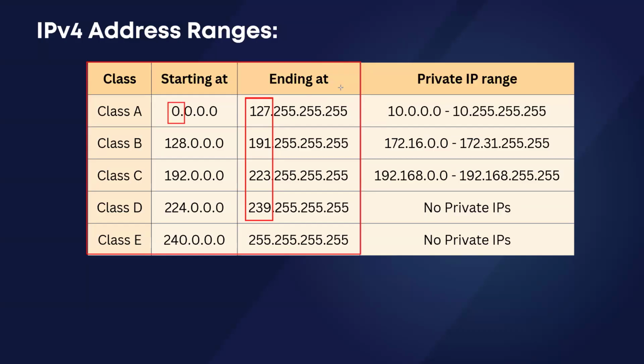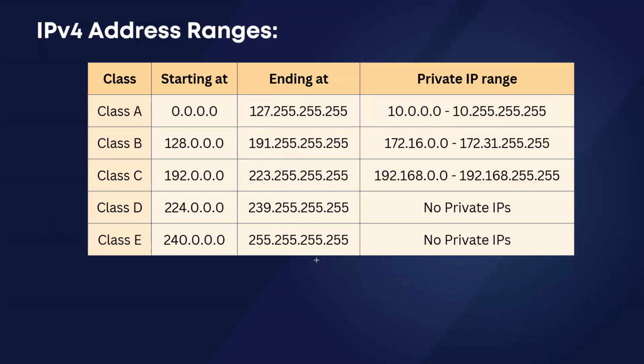So in class A, between 0 and 127, there's a small private IP range from 10.0.0.0 to 10.255.255.255. So any IP within this range is a private IP, and any IP outside this range will be a public IP. I hope you can recall what public and private IPs are, guys. We have discussed that in the last class.